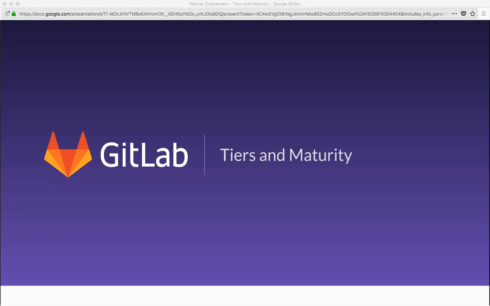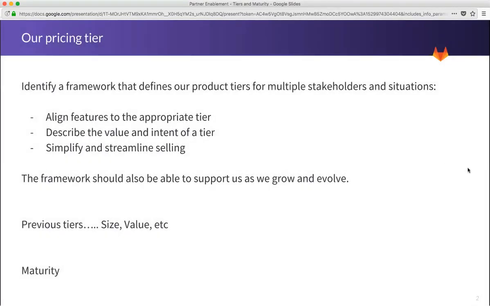We're going to talk about our product tiers and maturity, so let's get going. So the first thing we want to talk about, let's cover why. What was the goal here when we talk about pricing tiers? What we were looking to do was to figure out a framework that helps to position the different layers of product, the different prices for the customers.